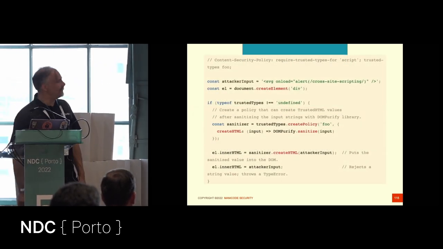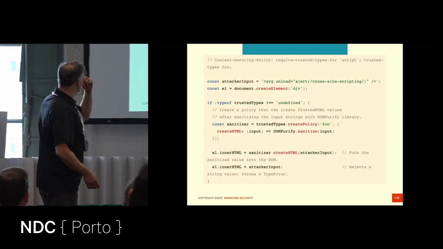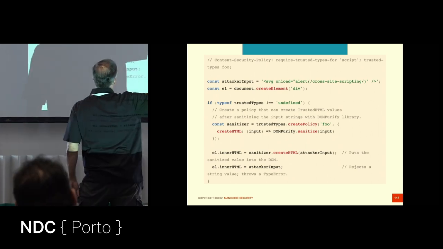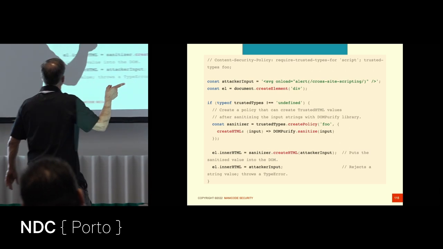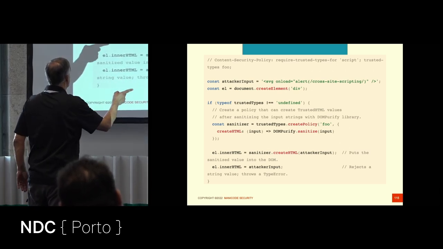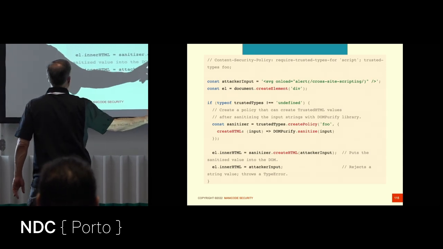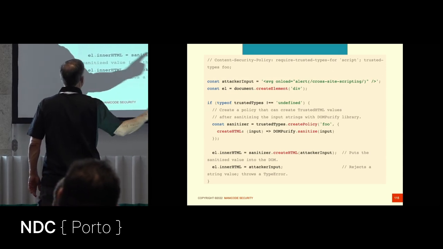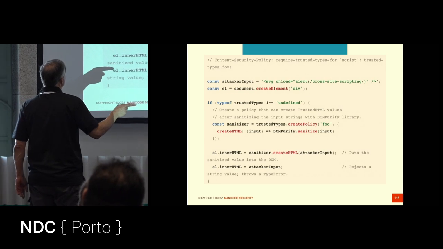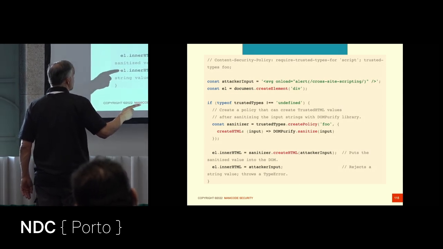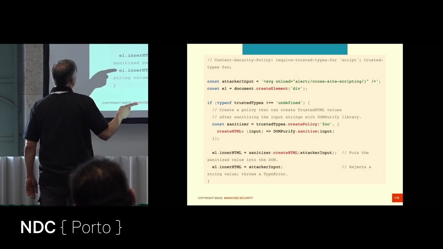The way that we solve this and the way that we use it is like this. There's Content Security Policy, require-trusted-types-for script. And now, innerHTML, when I do createHTML, it's gonna automatically run the sanitizer. And if I run innerHTML by itself, it's gonna reject it. It's not gonna run because it's not properly configured, right?